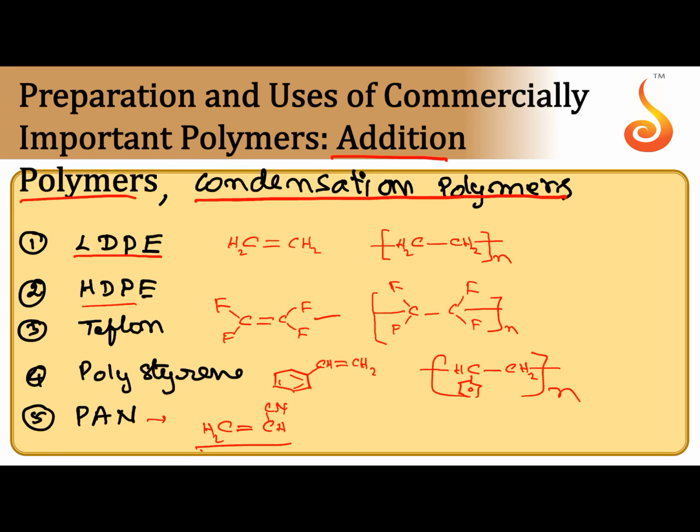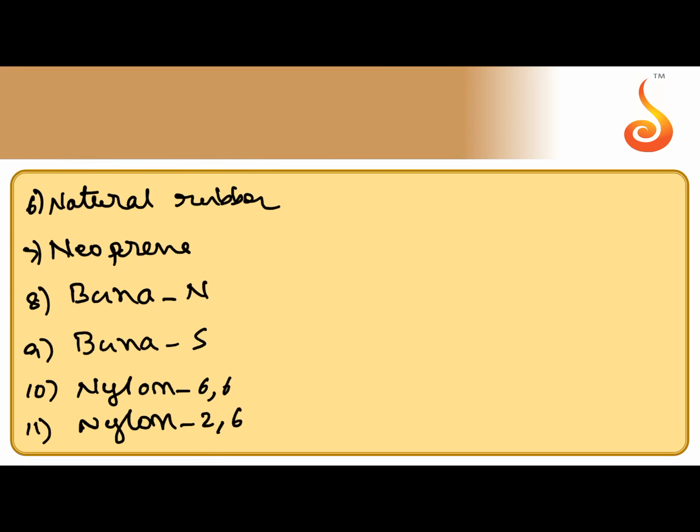Vinyl cyanide. This is monomer. So I hope you are able to collect in this way for each monopolymer what is the monomer and how to write the repeating unit. Natural rubber, neoprene, 2-chloro-1,3-butadiene is monomer. Chloroprene, that is also called chloroprene.